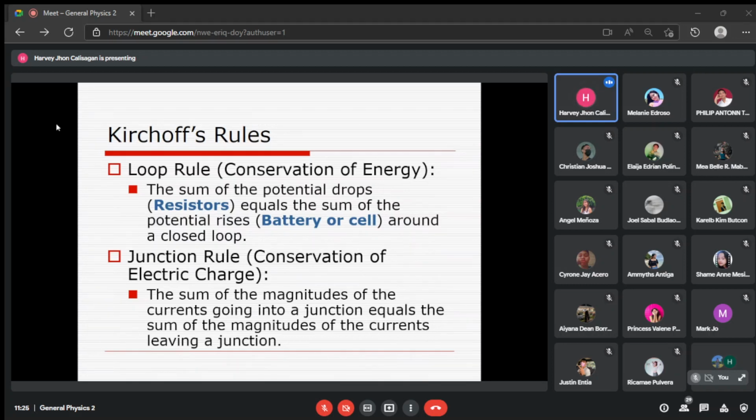So that is how the Kirchhoff's rule explains to us the role of the resistor and how that resistor affects the whole process in the circuit. So the potential drops, since we talk about energy, since potential energy is also found in every voltage, is equal to the sum of the potential rises. And we're talking about the source, which is the battery, around the closed loop.